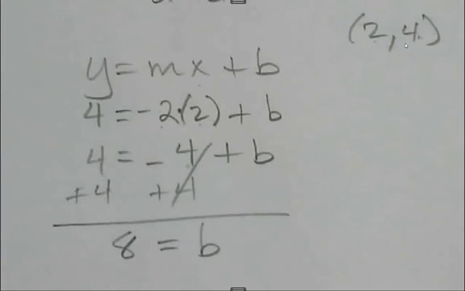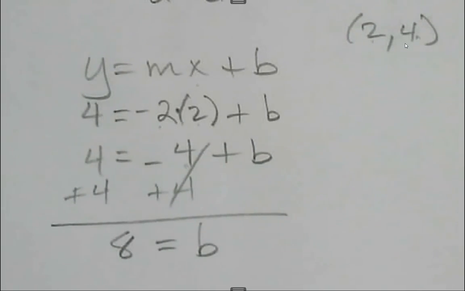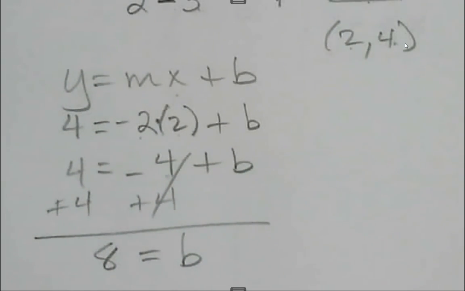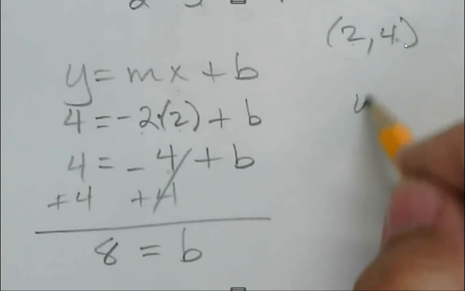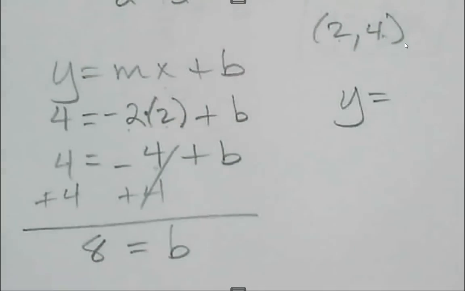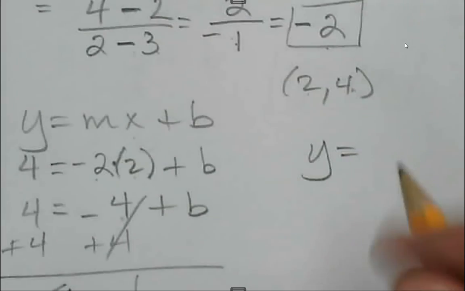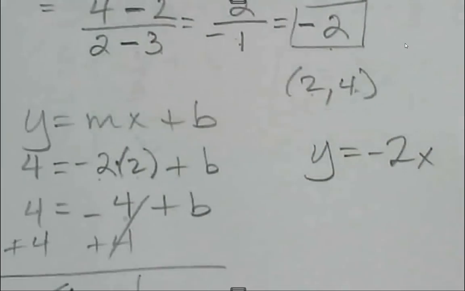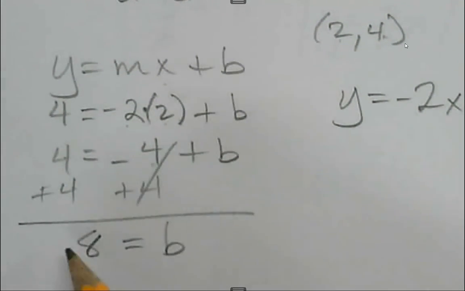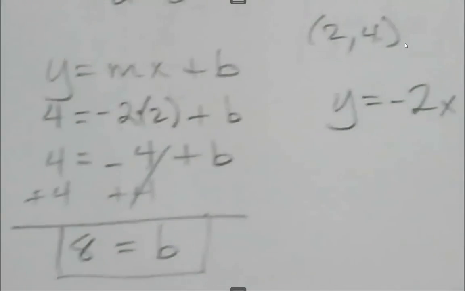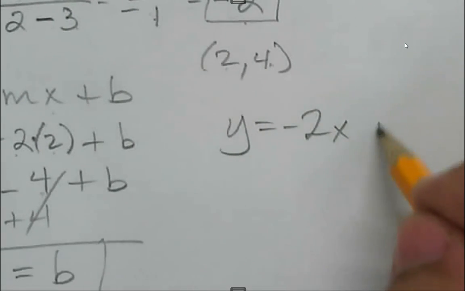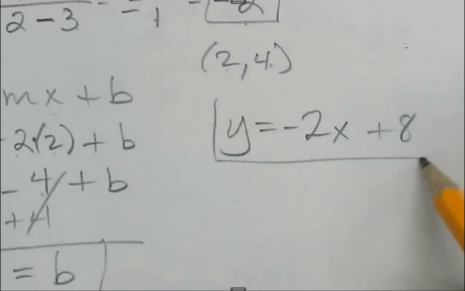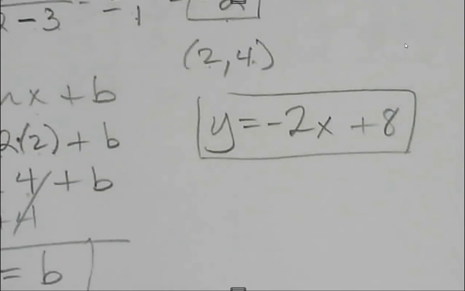Okay, now I can go ahead and fill in my equation, my slope-intercept form of the equation of the line. Y equals, what was my slope again? My slope was negative 2. X and my y-intercept here was 8. So I just very simply put a positive 8. And here would be your answer for number 15.